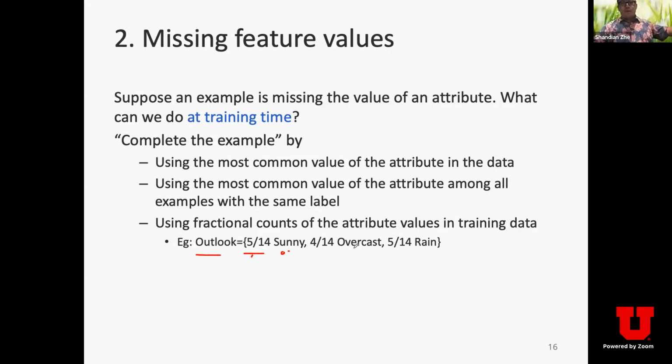Then I build another fractional example. I fill the outlook as overcast, and I assign the fraction to be 4 over 14. For the third one, I assign fraction as 5 over 14, but I impute the outlook to be rain. Does it make sense? So in this way, we're gonna try all possible cases, all possible outlook values in this incomplete example.